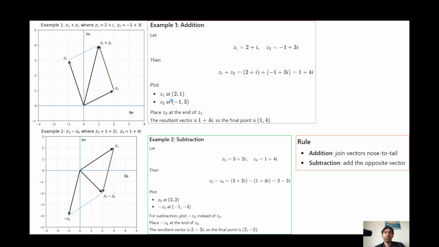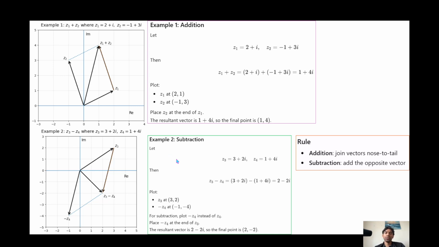So first of all, z1 is at (2, 1), and z2 is at minus 1 for the x-axis and 3 for the y-axis. What we need to do next is place z2, so this vector here, at the end of z1, which is this vector there. So at the end of z1, that would give us z1 plus z2. The resultant vector is 1 plus 4i. So the final point is (1, 4).